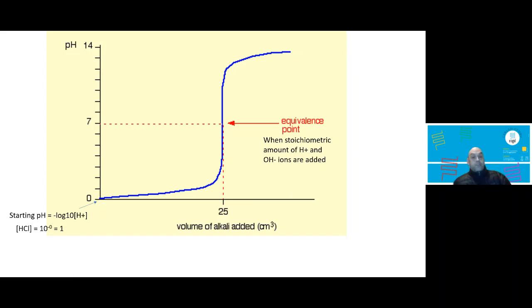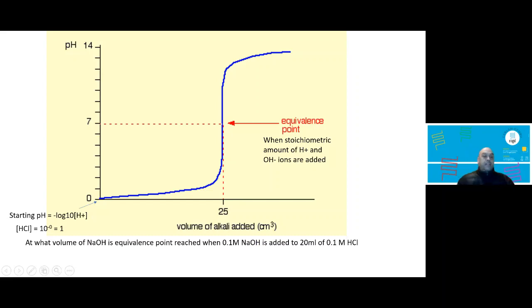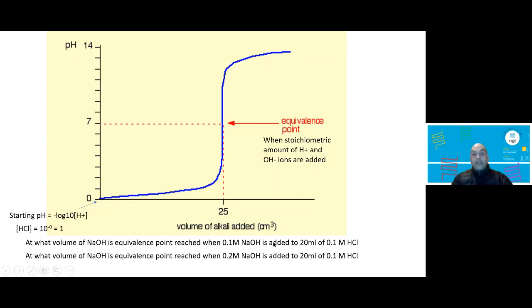Now, like I say, the equivalence point is when we've got stoichiometric amounts of H plus and OH minus ions added. So there are some calculations that we might have to do here, because you may have to work out the volume of sodium hydroxide at which the equivalence point occurs. For example, we've got 20 mil of 0.1 molar HCl. I've specifically chosen in this example the same concentration of sodium hydroxide, so without doing any silly calculations, you would work out that it would be 20 mil.